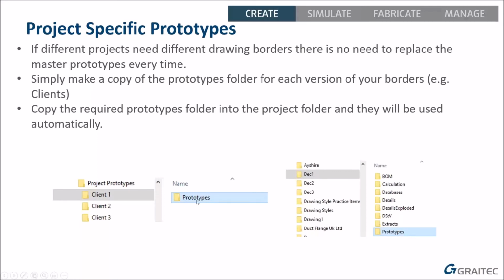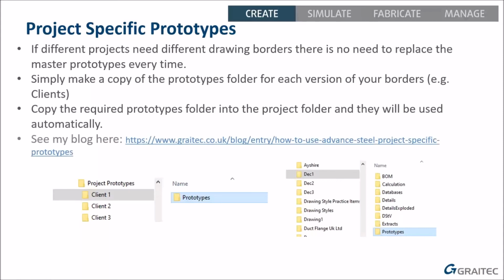Copy that client-specific prototypes folder into your project folder, like so, and you don't need to change any settings in the system. It will use these prototypes it finds in the project folder in preference, if it can find them automatically. If it can't find them, it will go back to the masters.